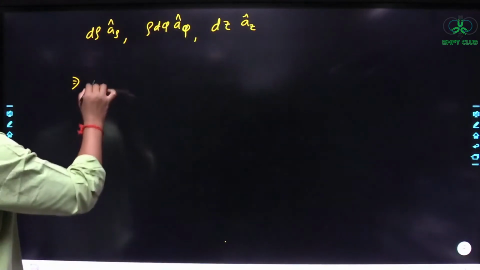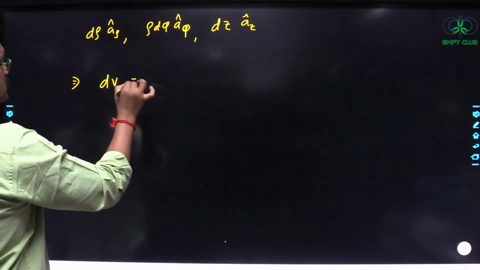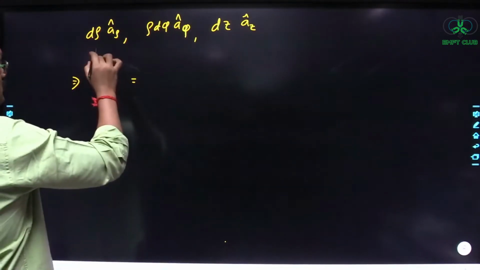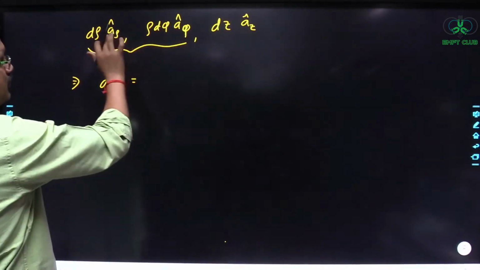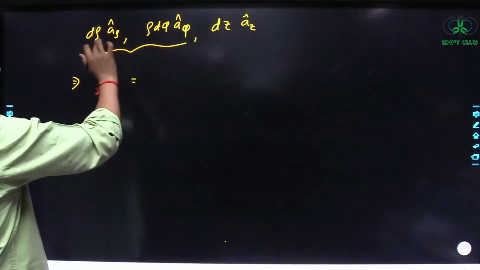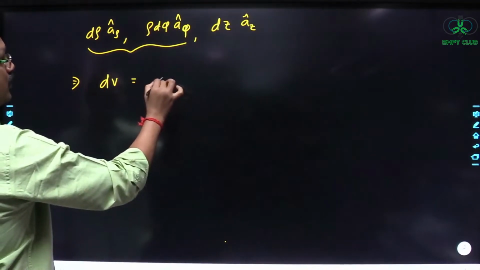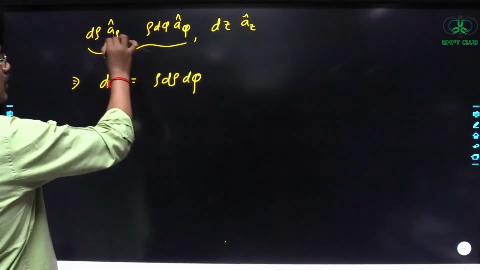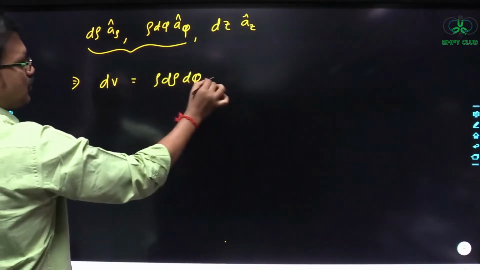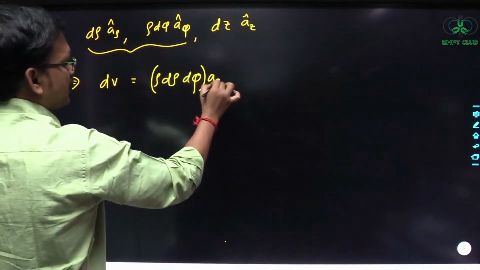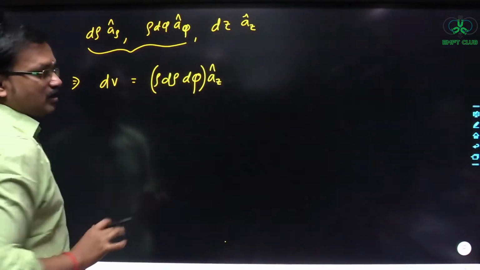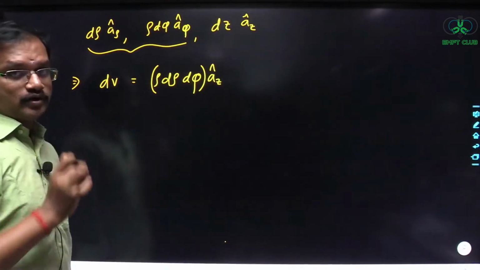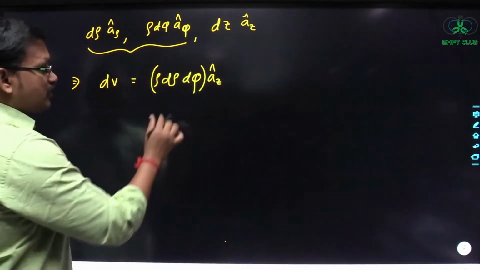So I can write the differential volume dV is equal to, I am going to consider one small differential surface. I am doing the cross product between these two. If you do the cross product, d rho d phi a rho cap cross a phi cap is nothing but az cap. So this is the small differential area that we are going to get.